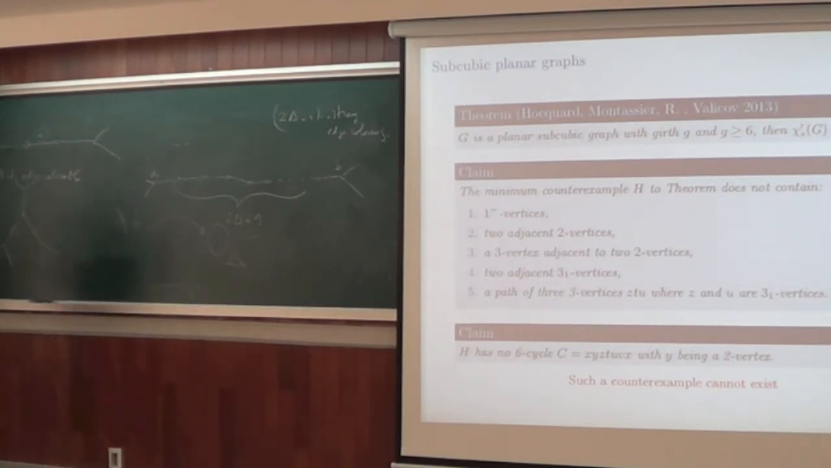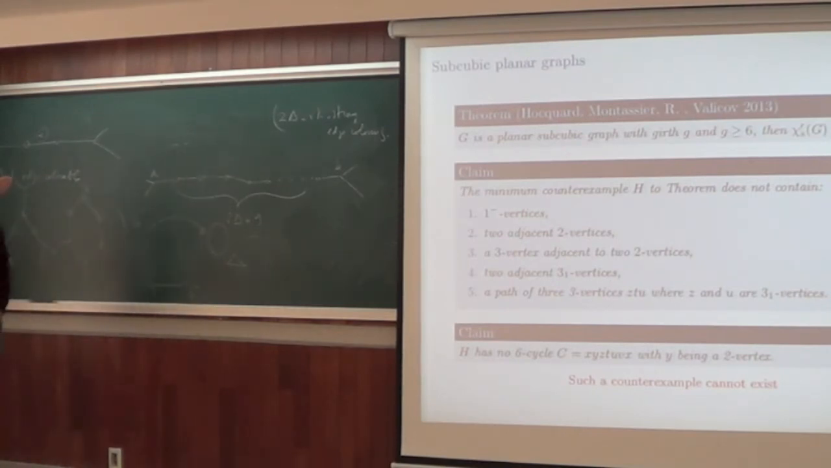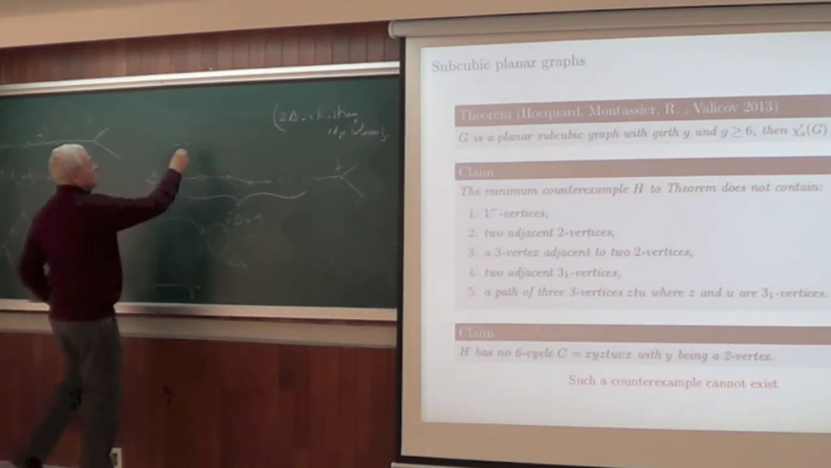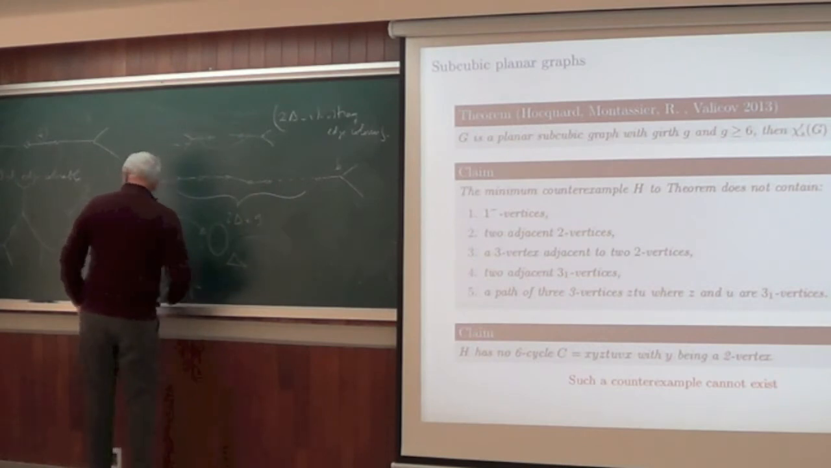We prove that the minimum counterexample cannot have a 6-cycle with a vertex of degree 2, so it is a subcubic graph, which means the maximum degree is three. So there is no such cycle with one vertex of degree 2. It is not possible. Then the proof of this is easy. Why? Because again I erase all the vertices of degree 2. If I have a vertex of degree 2 in my minimum counterexample, I remove it and I put an edge.